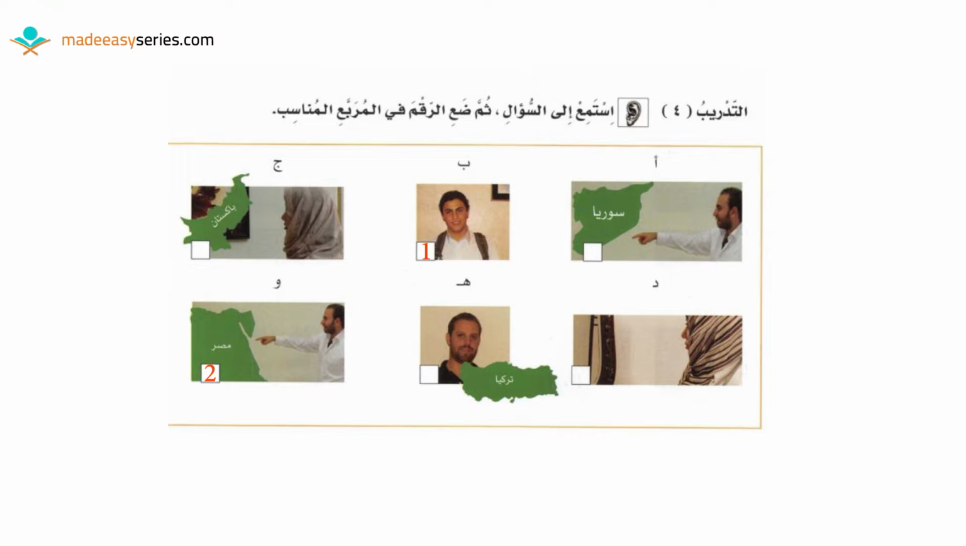Number 3 is picture Ha, which is the picture on the bottom line, in the middle side, the middle picture of the bottom line. Number 4, the answer is picture Jim, which is the top left picture. Number 5 is the first picture, which is picture Hamza. And number 6 is picture Dal, which is the picture on the bottom right side. So the picture on the bottom line, the right side, picture Dal, this is picture number 6.